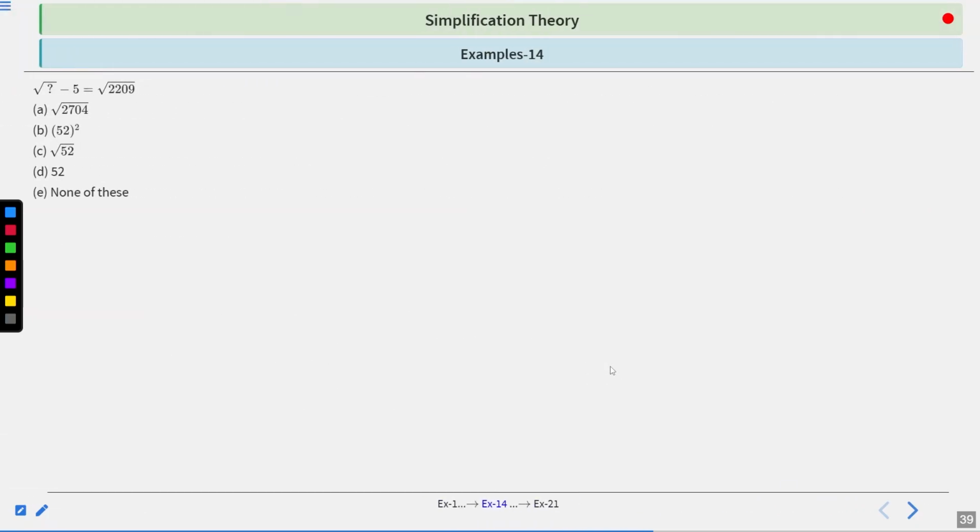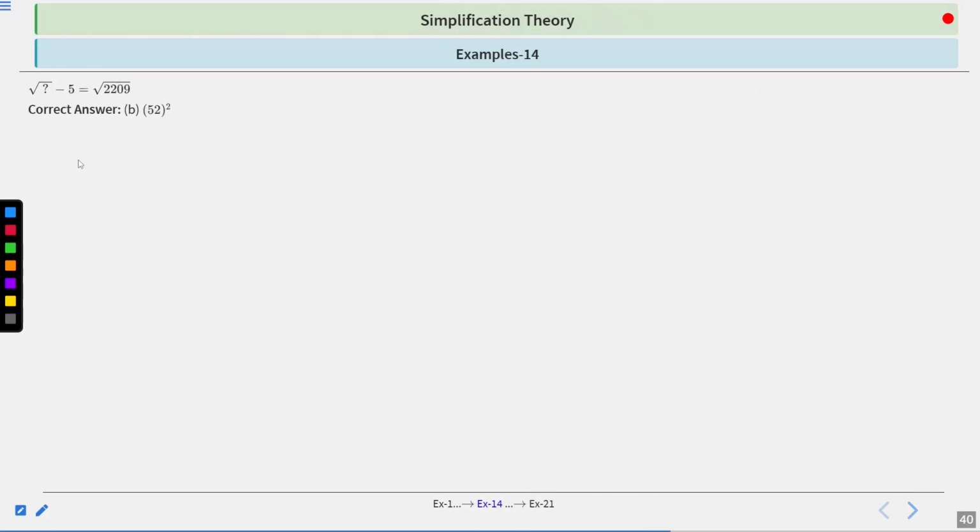Next. Now see the example. The question says: under square root, question mark minus 5 equals square root of 2209. We have 5 options. A is square root of 2704, B is 52 square, C is square root of 52, D is 52, and the last one is none of these. Now see the solution. The correct answer of this question is 52 square.